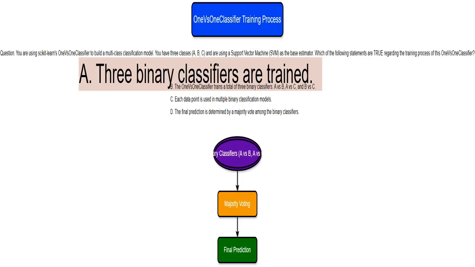Option A suggests that only three individual binary classifiers are trained. Let's think about this. A binary classifier is one that distinguishes between only 2 classes. With 3 classes, we need to consider all the possible pairings. Is that really just 3?